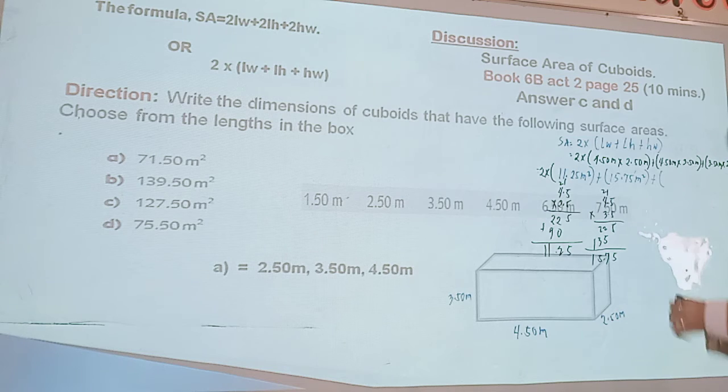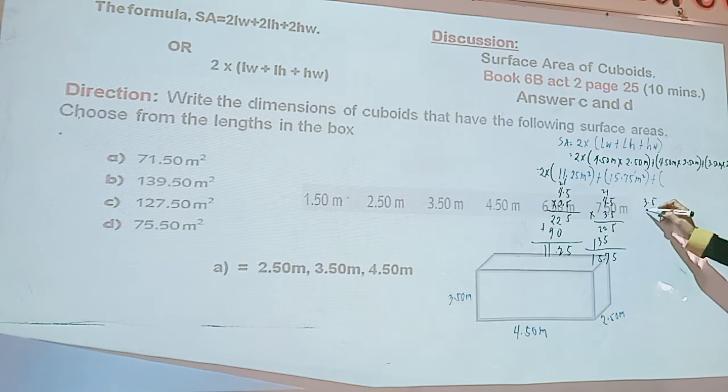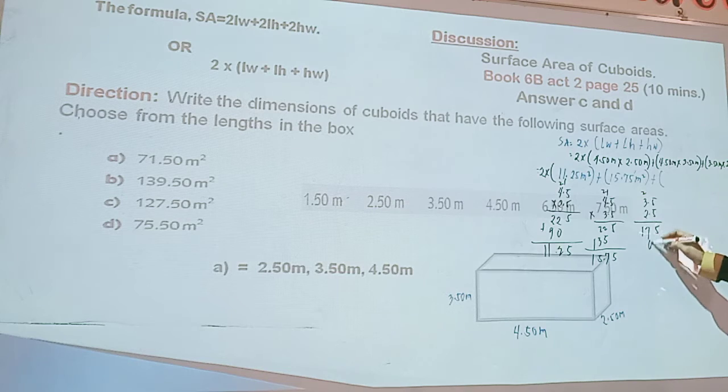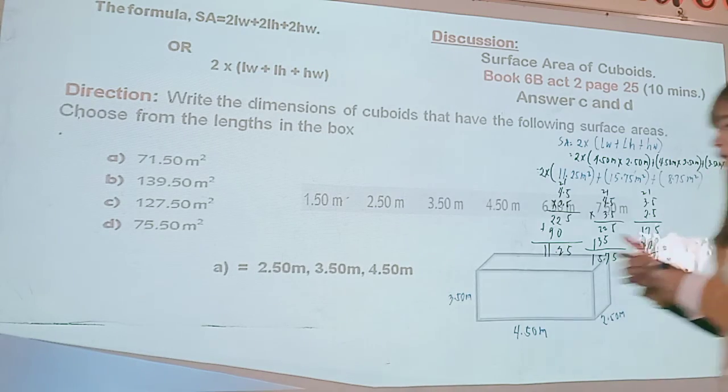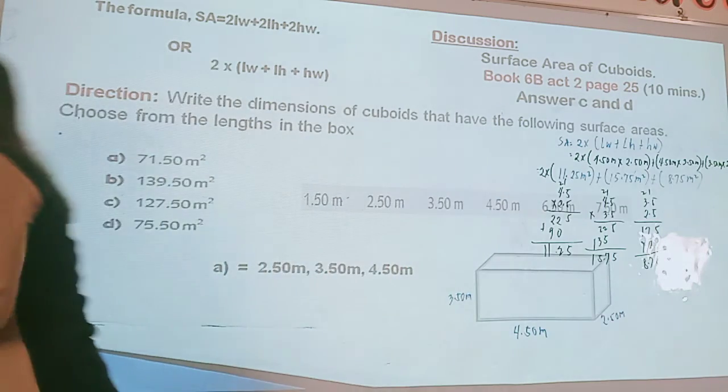How about the last one? We need to multiply the height and width, which is 3.5 times 2.5. 5 times 5 is equal to 25, carry 2. 3 times 5 is 15 plus 2 is 17. 2 times 5 is 10, carry 1. 2 times 3 is 6 plus 1 is 7. So 5, 7, 8. How many decimal points? We have 2. So the answer is 8.75 meter squared.